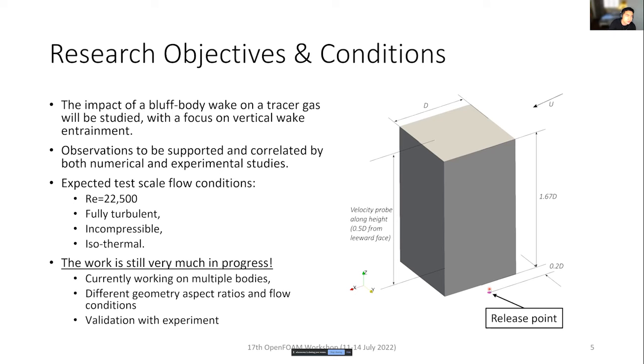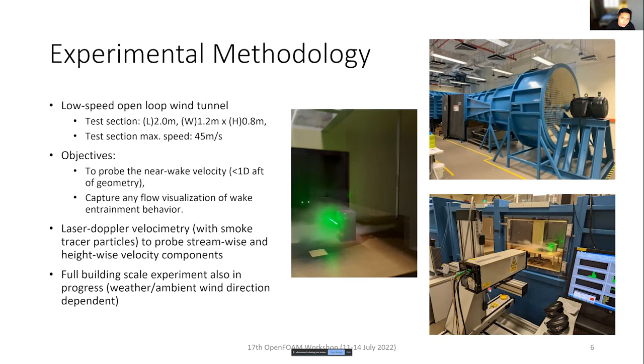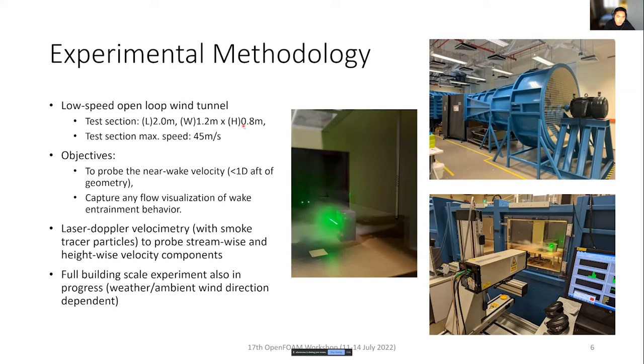building scale physical experiments. For the wind tunnel experiments, we are using our low speed wind tunnel at SIT, the Singapore Institute of Technology. This is a low speed open loop wind tunnel with a test section dimension of 0.8 meters in height and 1.2 meters in width. The test section maximum speed is up to 45 meters per second, but to achieve the relevant Reynolds number that we are looking for, this speed is set at 5 meters per second only.